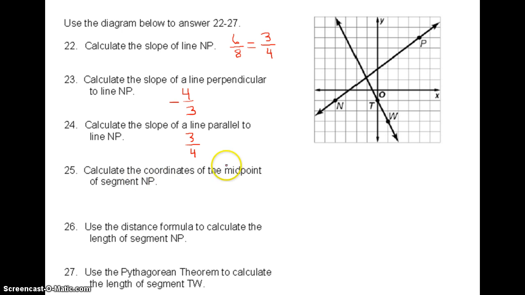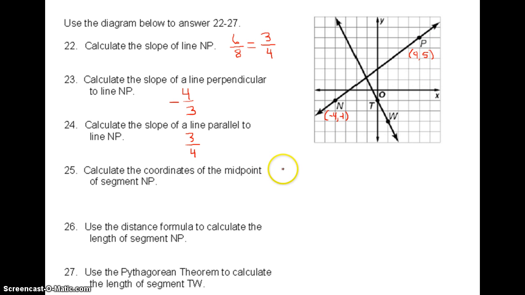Now we need the midpoint of segment NP. Okay, midpoint. Okay, we need the coordinates. So we got 1, 2, 3, 4, negative 1. So this N is negative 4, negative 1. And P is 1, 2, 3, 4, 1, 2, 3, 4, 5. This is positive 4, positive 5.